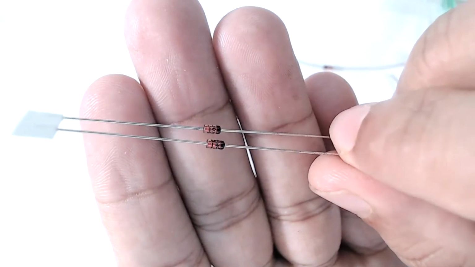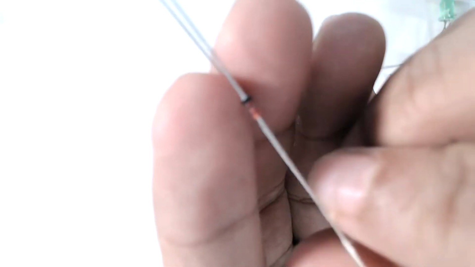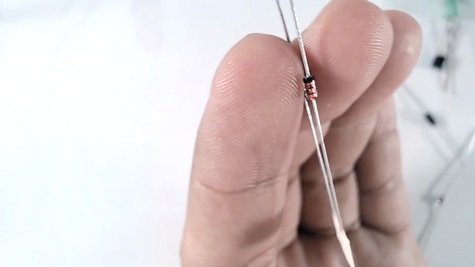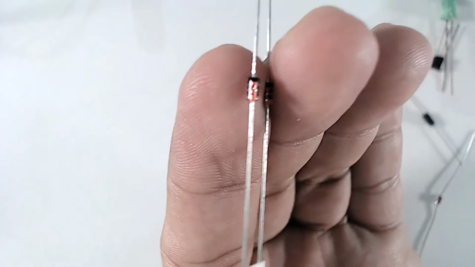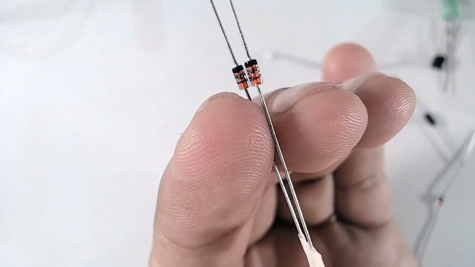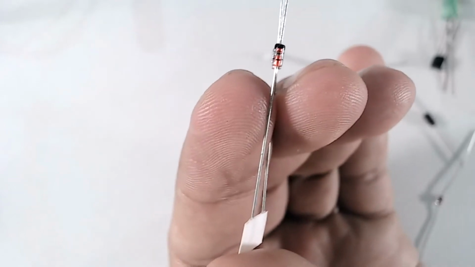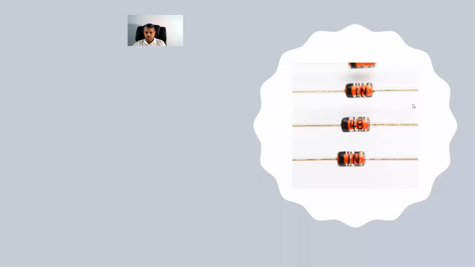This is 4148. Okay, you can see something like this: 1N 4148, something like that. So take a photo and enlarge it, zoom in. Then you can find it, if it is difficult to find.